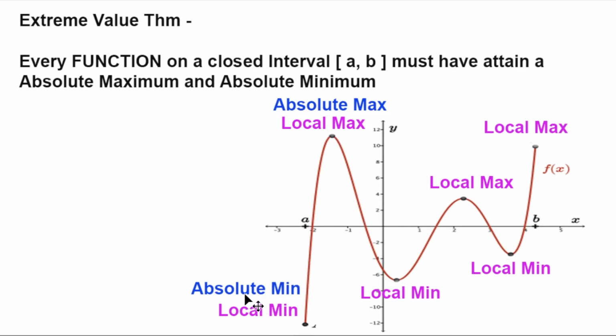So an absolute min is also a local min. An absolute max is also a local max. However, the other way around is not true. Just because a point is a local max does not mean it is an absolute max.